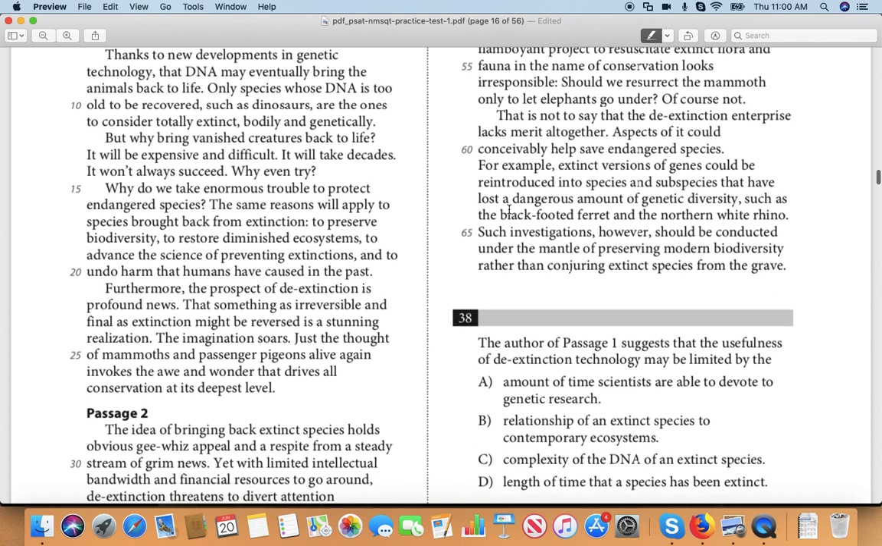So let's read the whole... In fact, I think we need to read the paragraph. I need a little more context. All right, so start from the beginning of that paragraph, line 58. That is not to say that the de-extinction enterprise lacks merit altogether. Aspects of it could conceivably help save endangered species. For example, extinct versions of genes that could be reintroduced into species and subspecies that have lost a dangerous amount of genetic diversity, such as the black-footed ferret and the northern white rhino.